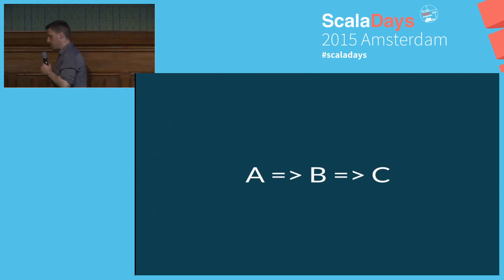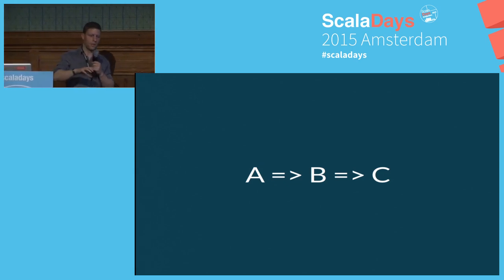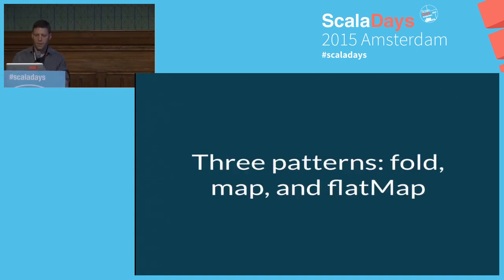But we'll see cases where there's a little bit more structure there, and we can pull out this structure and recognize some patterns to give them names. That's basically what we're doing: giving names to some common patterns of sequencing things. So three patterns in particular we're looking at are fold, map, and flatMap.